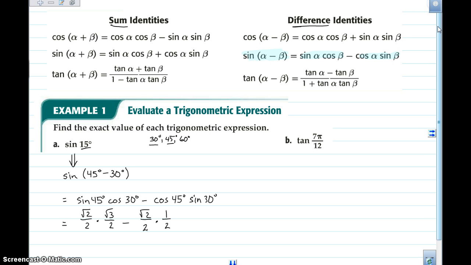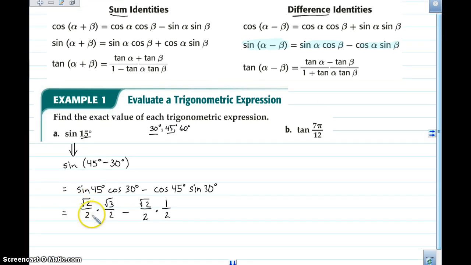So after evaluating all those, we can see that if we just multiply straight across, we can simplify this fraction. Square root of 2 times the square root of 3 is square root of 6. Make sure you multiply these before you start subtracting. Follow order of operations. And 2 times 2 is 4. And then we're subtracting square root of 2 times 1, which is square root of 2. And 2 times 2 is 4.